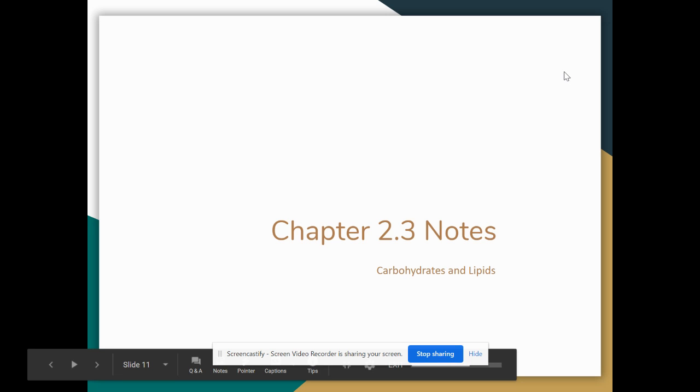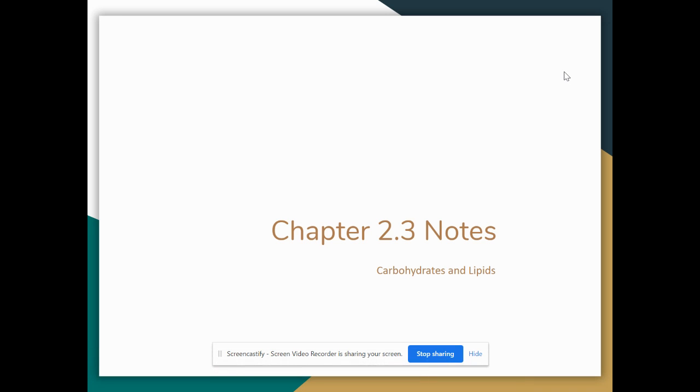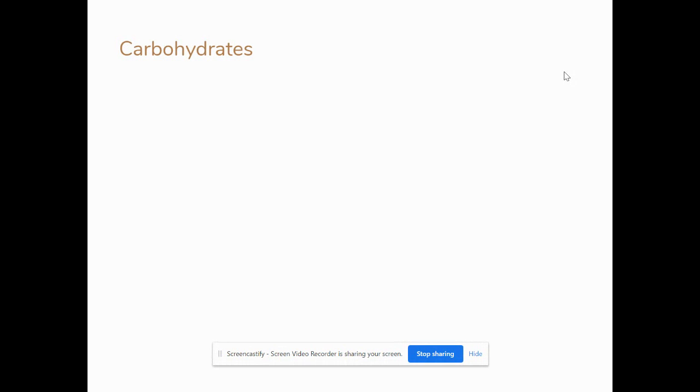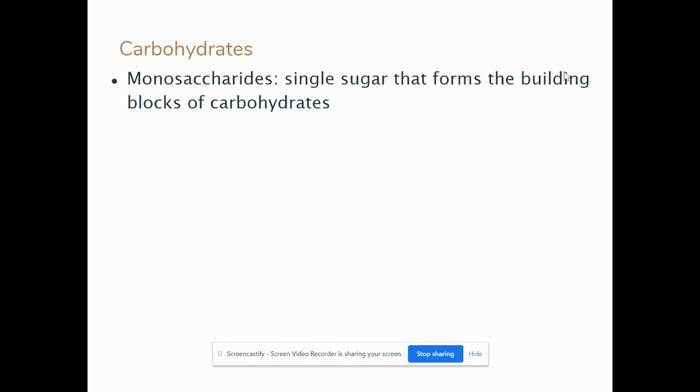Right, section 2.3 is fairly short, but there are a couple of complex ideas here. So we're going to talk about carbohydrates and lipids. So carbohydrates, the building block is called a monosaccharide. Mono means one, saccharide is sugar. So it's a single sugar that forms the building blocks of carbohydrates.